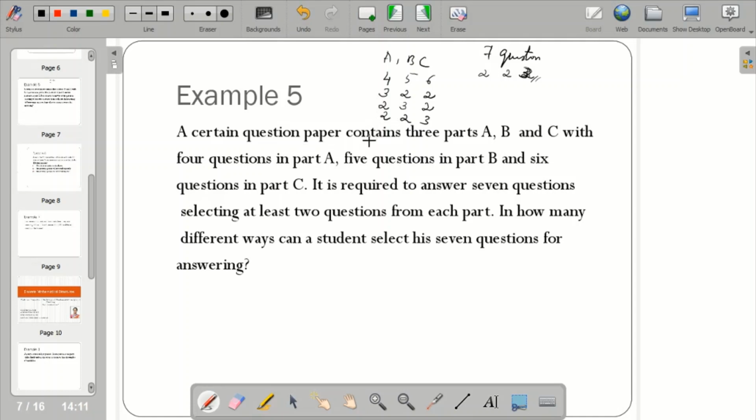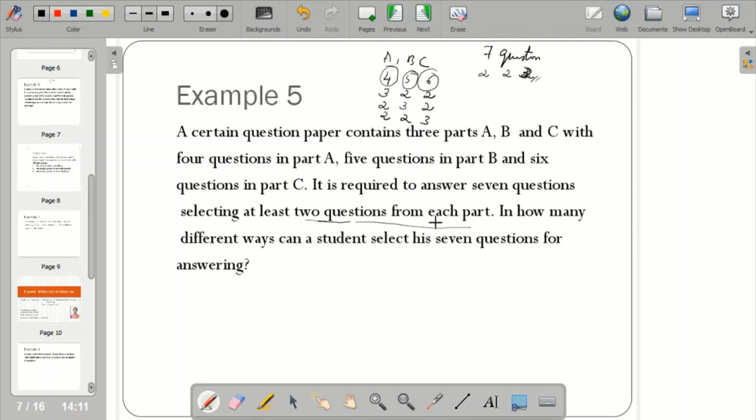I'll repeat the question: a certain question paper contains 3 parts A, B, C, with 4 questions in part A, 5 questions in part B and 6 questions in part C. It is required to answer 7 questions, selecting at least 2 questions from each part.